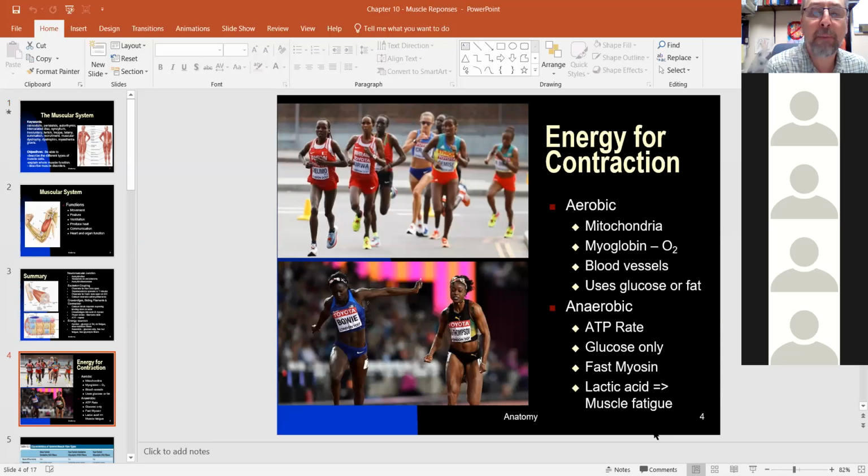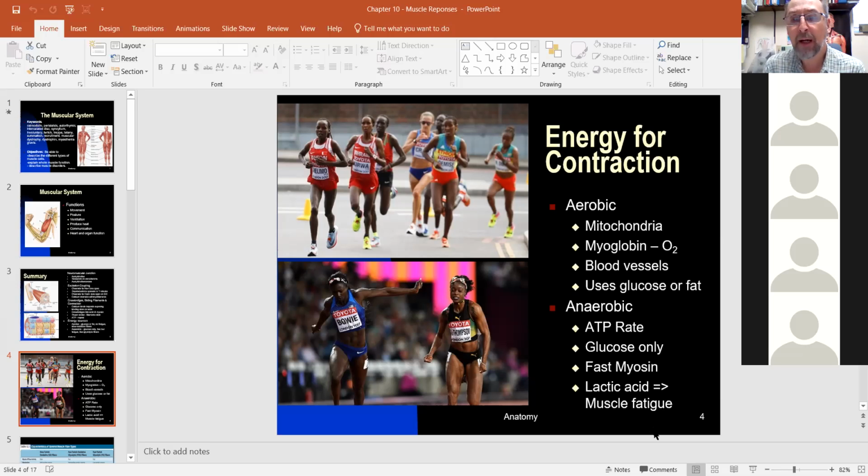Okay, so I got some long distance runners. The runners on the top, these are women that are running 10,000 meters. That's like 6 miles. And the two women on the bottom, they're running 100 meters. They're done in less than 10 seconds, or right around 10 seconds, I think. Some of the men get done in less than 10. The women are just over 10.